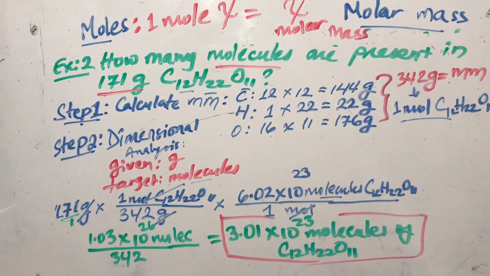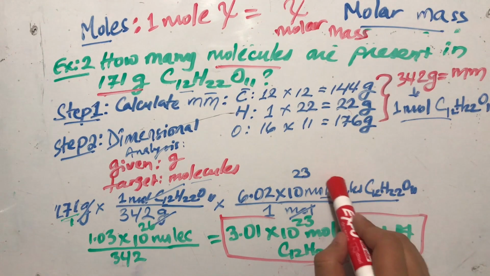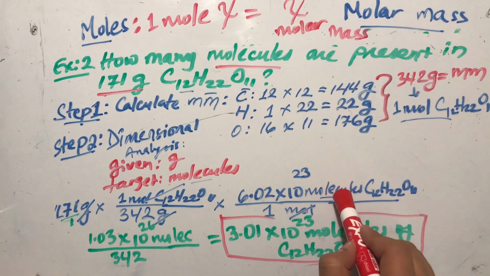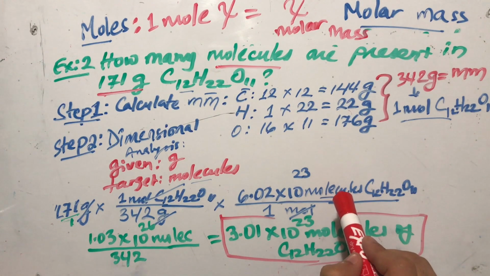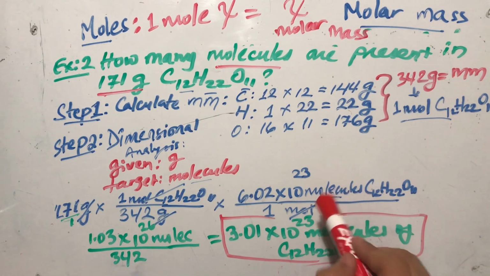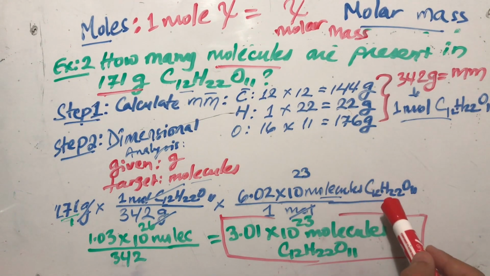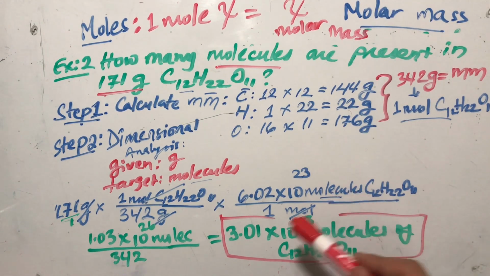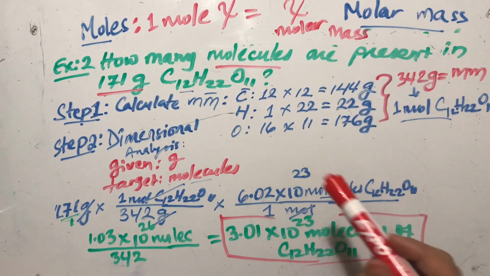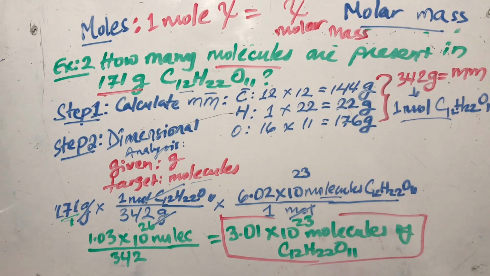Again, the reason that we used molecules for this particular compound is, as I said, this unit could be anything. That could be atoms, that could also be electrons or ions or formula units. If we are talking about an ionic compound, we usually write formula units. If we are talking about a non-ionic compound like this one, we write molecules. If we are talking about monoatomic elements in the periodic table, we write atoms. So that unit could vary depending on what kind of compounds we're discussing.